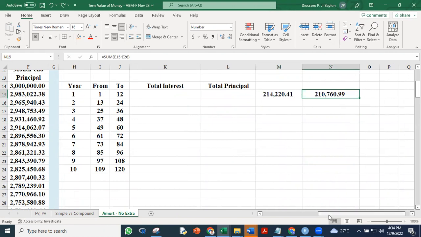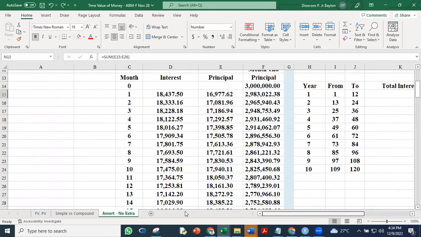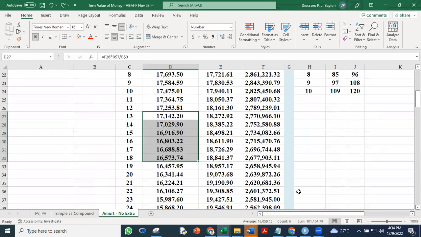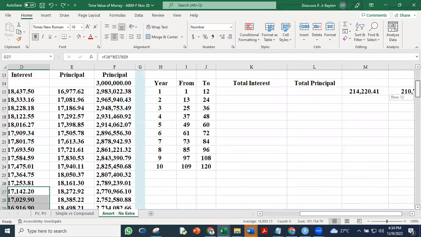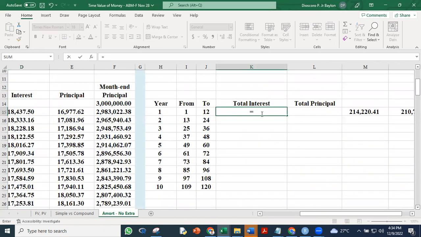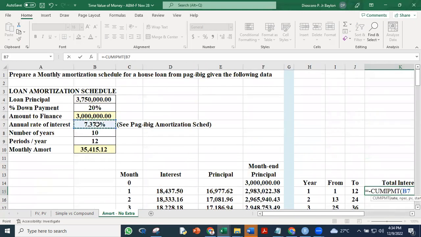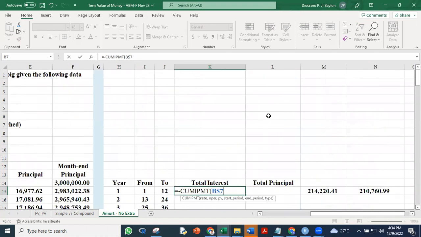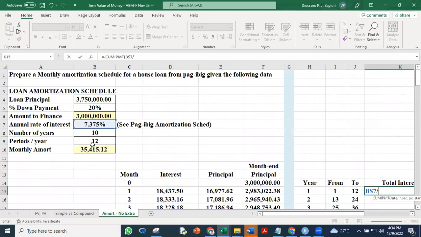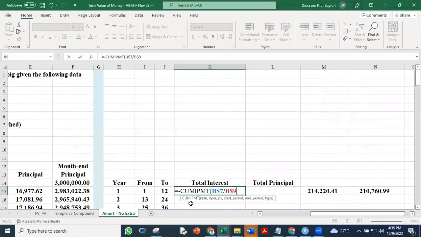And then you do the same for the next years. So for year 2, it will be from month 13 up to month 24. But that will be a long process. So what we can do is we can use the cumulative function. I'm going to put minus here. Cumulative interest payment, okay, this one. And the other one is cumulative principal payments. So cumulative interest rate payments. Our rate is this one. We could have given it a name. And then divided by 12. Okay, so that's our rate.